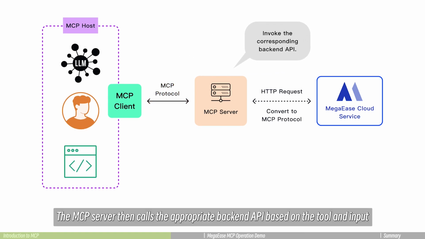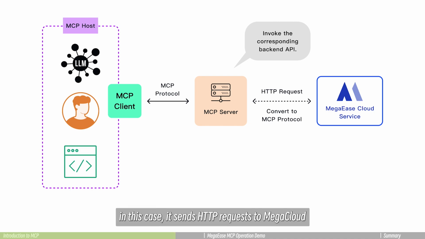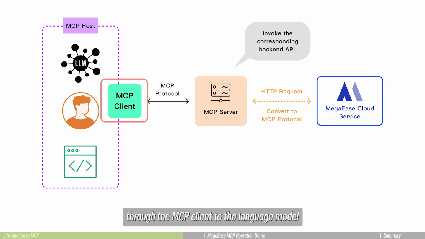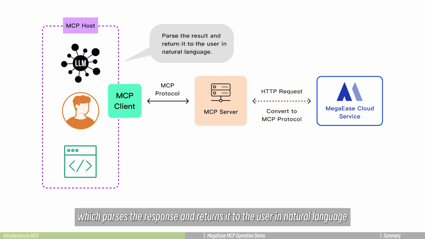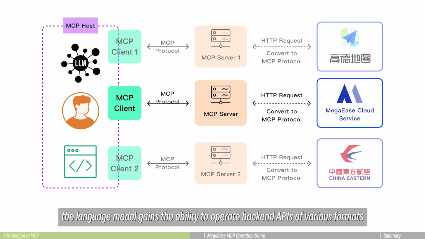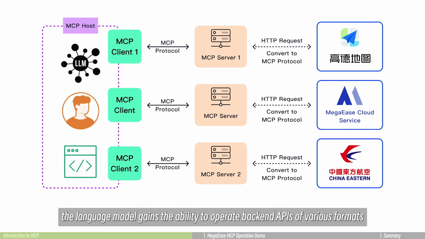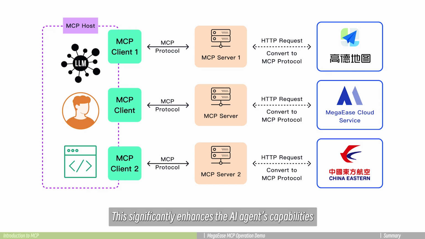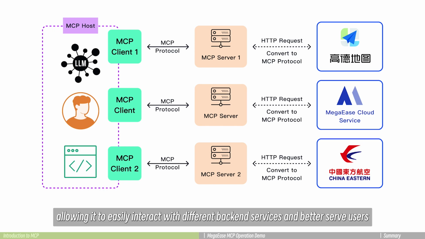The MCP server then calls the appropriate backend API based on the tool and input. In this case, it sends HTTP requests to MegaCloud. The result of the execution is sent back through the MCP client to the language model, which parses the response and returns it to the user in natural language. In this way, the language model gains the ability to operate backend APIs of various formats through the MCP protocol. This significantly enhances the AI agent's capabilities, allowing it to easily interact with different backend services and better serve users.